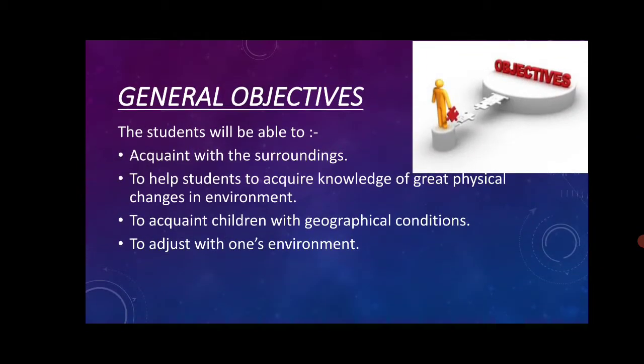So I have made this lesson plan for social science class 6. So in the beginning, in the very first slide, we add general objectives. So this is the general objective for this chapter, that is to acquaint with the surrounding, to help students to acquire knowledge of great physical changes in environment, to acquaint children with geographical conditions, to adjust with one's environment.